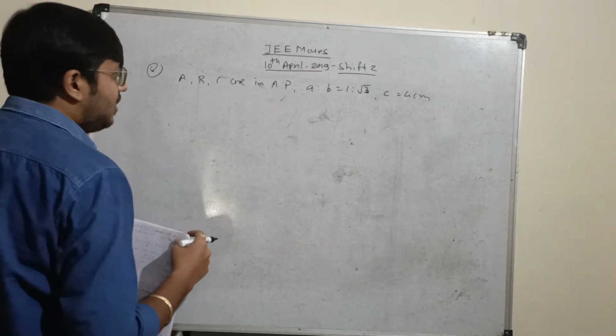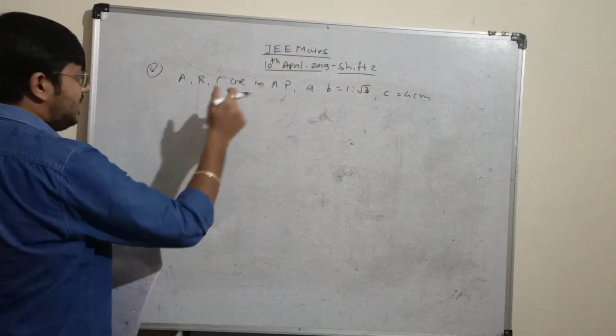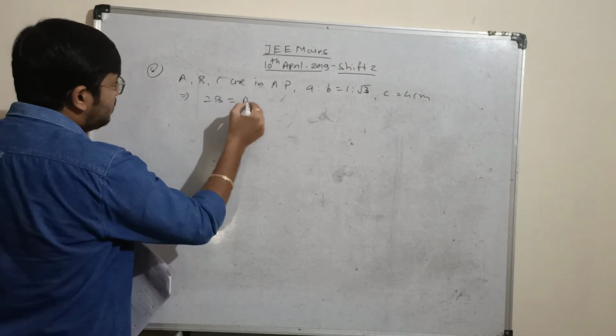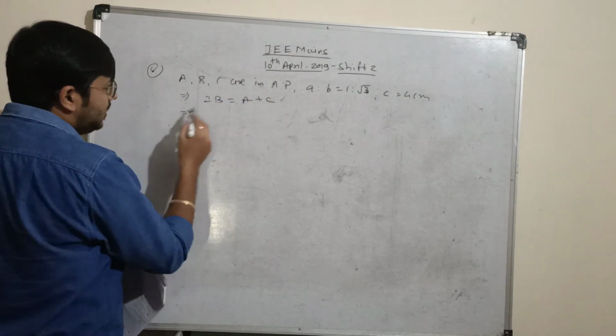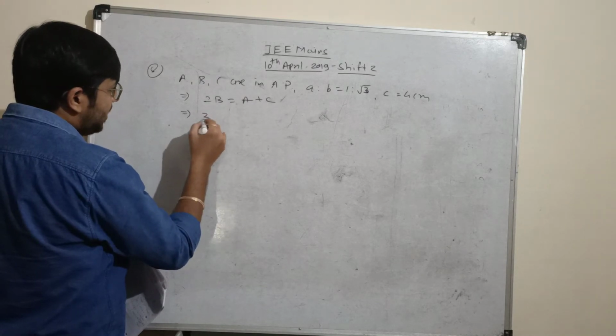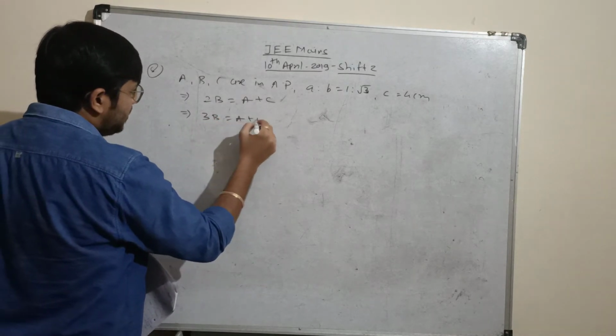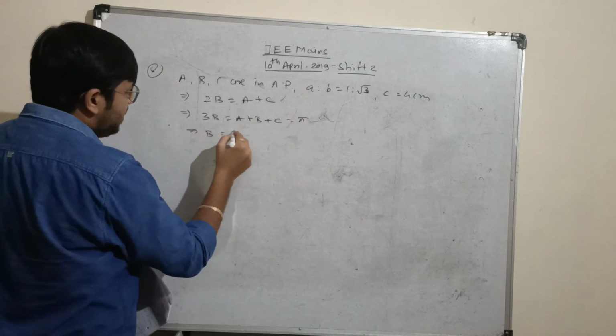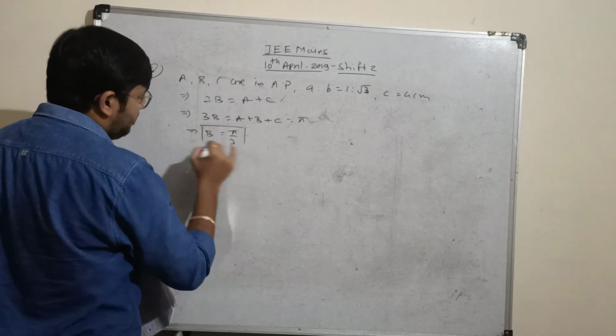So the very first thing we can obtain is, A, B, C are in AP. If A, B, C are in AP, then we can say 2B equals A plus C. If I add B on both the sides, 3B equals A plus B plus C, which is equal to pi. So B will be pi by 3.